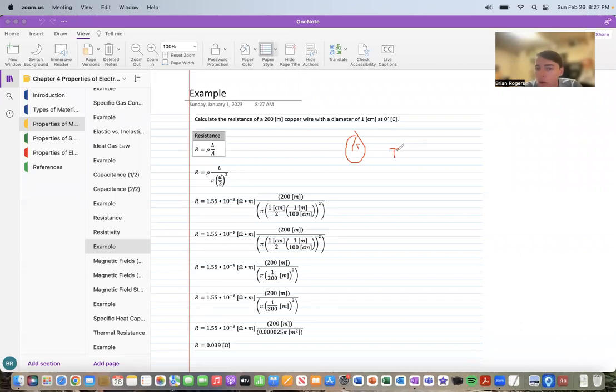That cross-sectional area, the area of a circle is pi r squared, right? So they told us the diameter, which is the full length across here. And so the diameter divided by 2 gives you your radius. That's what we did here: we took the diameter, divided by 2, and then did a conversion factor from centimeters to meters to get it all in the same units. So we solved for resistance to get 0.039 ohms.